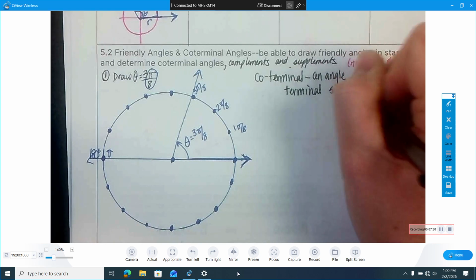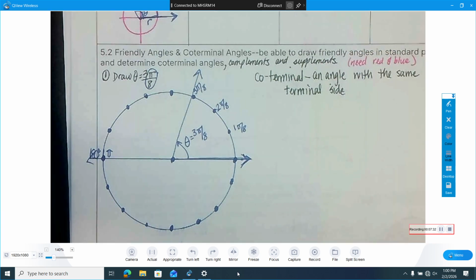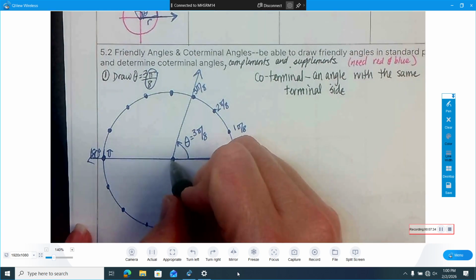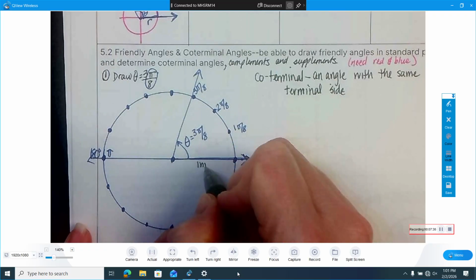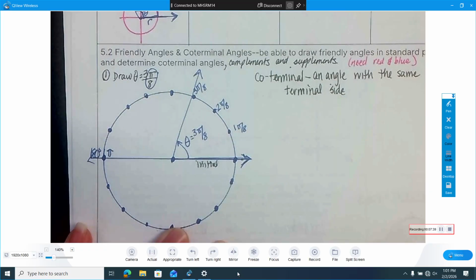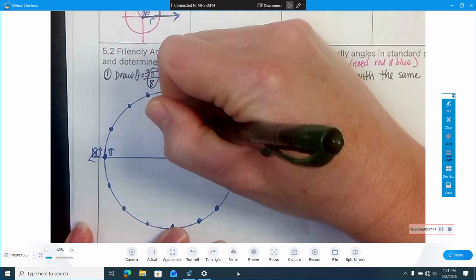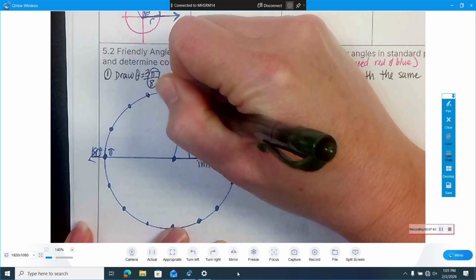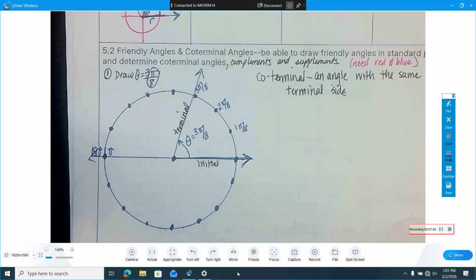Same terminal side. So you'll remember on Friday I said our angle begins here. This is the initial side of our angle. And over here is the terminal side of our angle. So what I need to do is determine 2 coterminal angles that have the same terminal side. One is going to be a positive angle and one is going to be a negative angle.